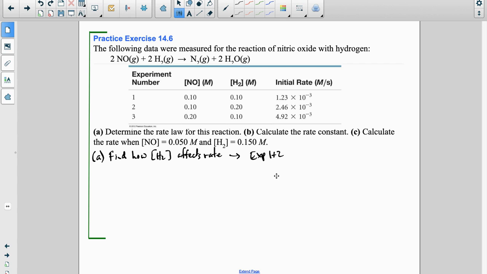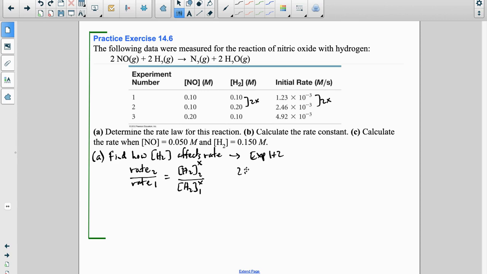So I'll use experiment 1 and 2 and take a look here. I can see that this is going up 2 times, and this is also going up 2 times. But if I can't see that, I'm going to use my math. I'll take my rate of 2 over the rate of 1, and that will equal my H2 concentration to the x power, my second one, over my H2 concentration for first. And I can plug these numbers in.